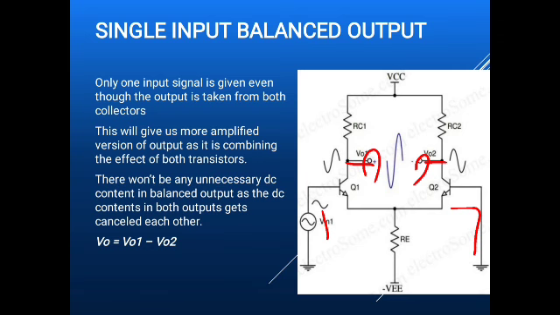This will give us a more amplified version of the output as it is combining the effect of both transistors. There won't be any unnecessary DC current in the balanced output, as the DC currents in both outputs get cancelled with each other. That is, V0 will be given by V01 minus V02. So any DC output present in this signal will be eliminated this way.